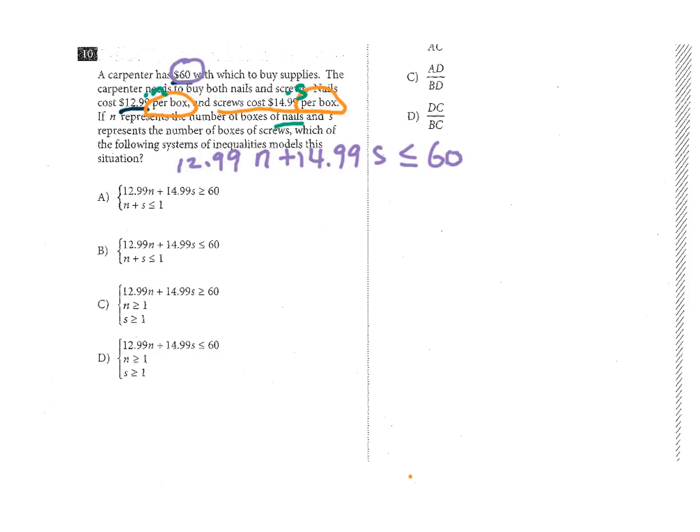When you check these multiple choices, you see B and D have this inequality. Then check N plus S less than or equal to 1. Definitely this is wrong. So only D is the solution. Remember, for multiple choice, you have to compare the choices so that you get the better answer.